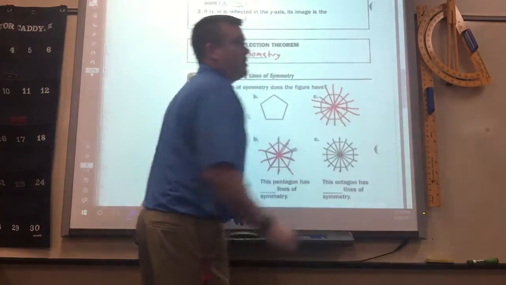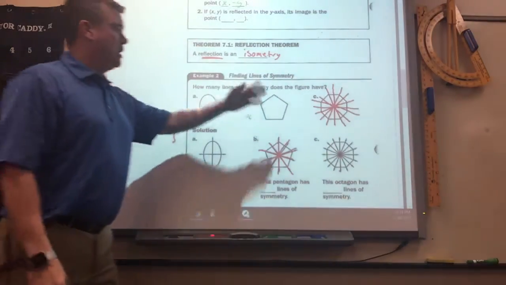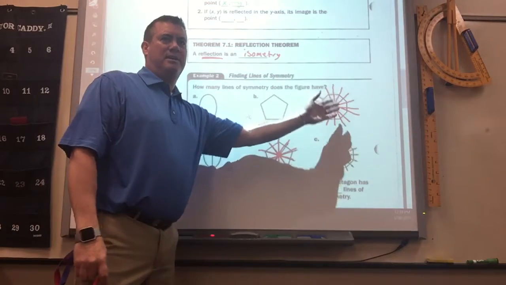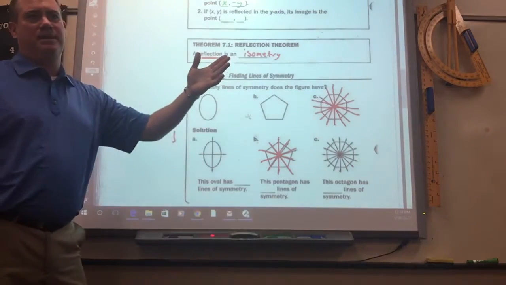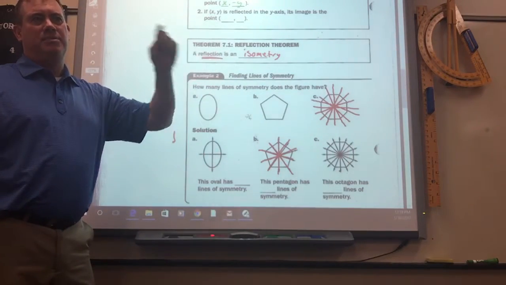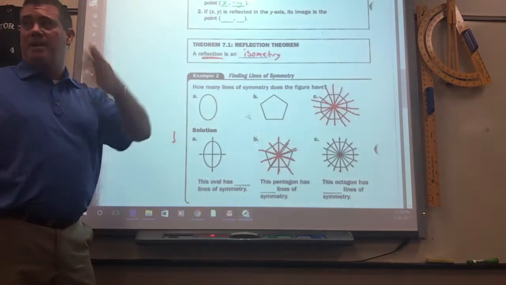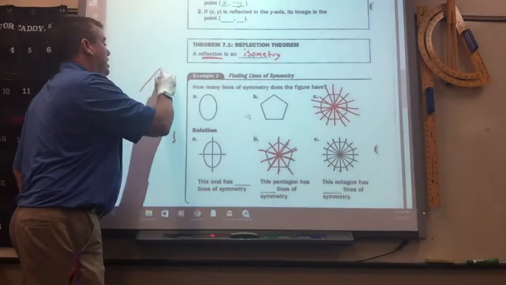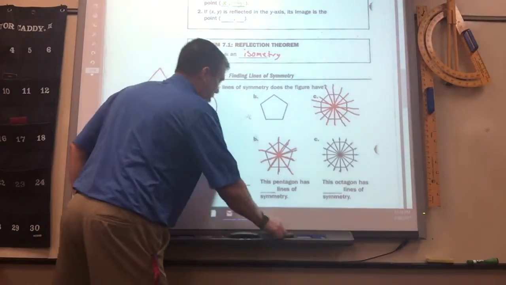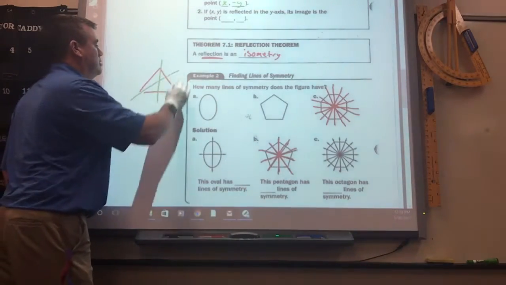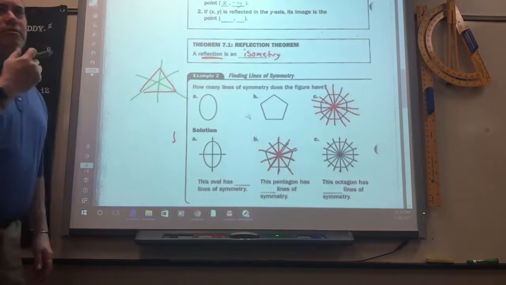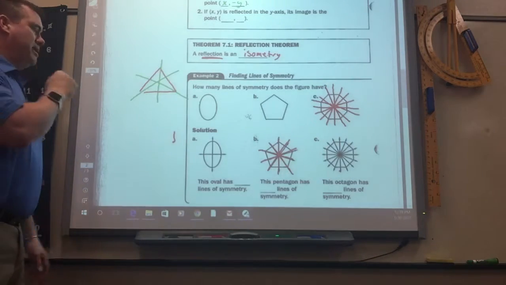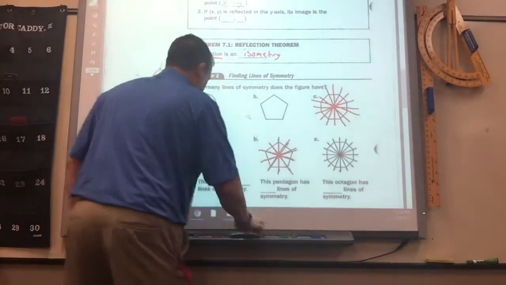So if it's regular, a regular pentagon has 5, a regular hexagon has 6. What's a regular heptagon going to have? Hepta has 7. Regular octagon will have 8. A regular triangle? 3. So if it's regular, however many sides it's got, that has that many lines of symmetry.